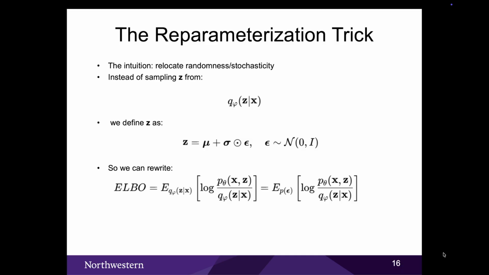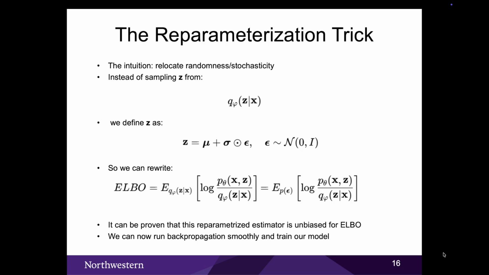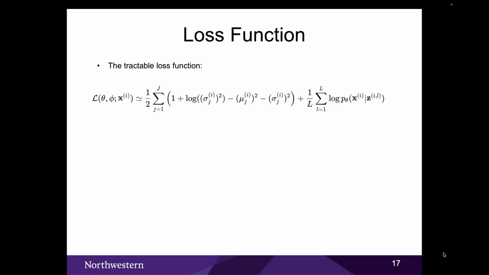Then we can rewrite our definition of the ELBO as the following, because sampling z from our approximate posterior q is now equivalent to sampling epsilon from a standard normal and plugging it in. It can be shown that this reparametrized estimator is an unbiased estimator of the ELBO. And for completion's sake, this is the completely tractable form of our loss, which is equal to the ELBO term that we derived.